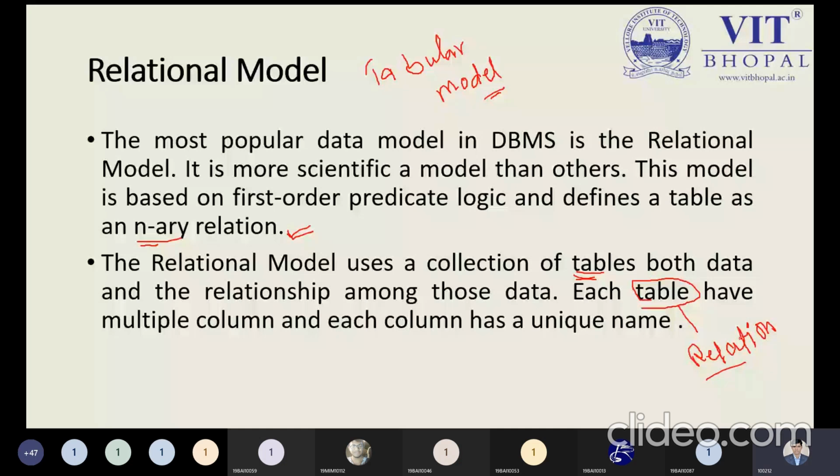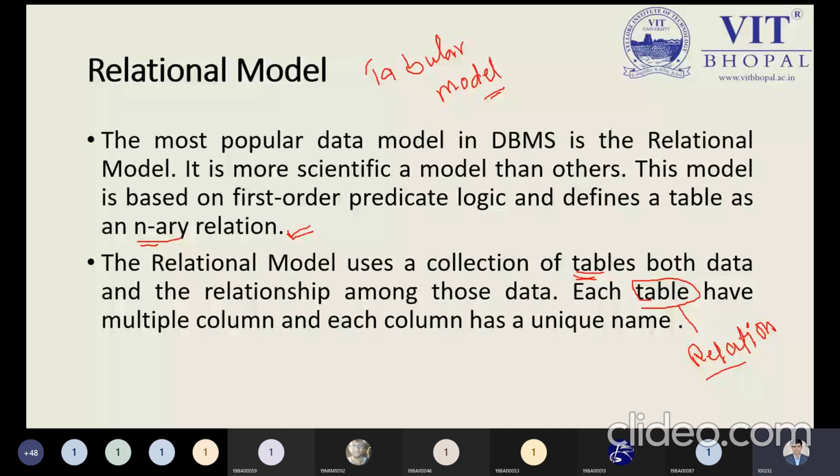So nowadays, in the current era, whatever we have is also followed by the relational model only. Each and every table has multiple columns, and each column has a unique name, like age, name, date of birth. Date of birth and age are two different column names. I can't have multiple columns with the same name. I can have multiple columns, but not the same kind of multiple column.